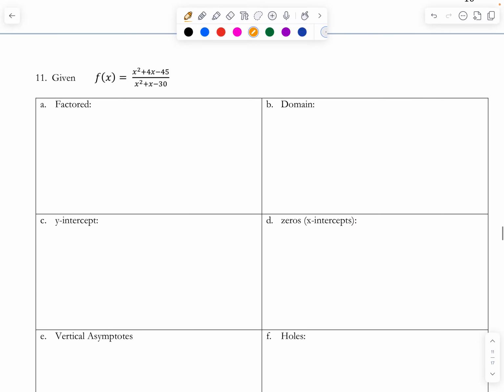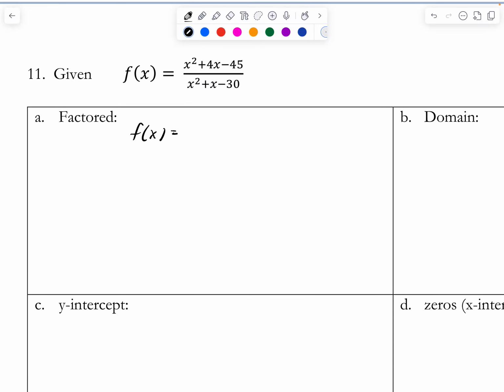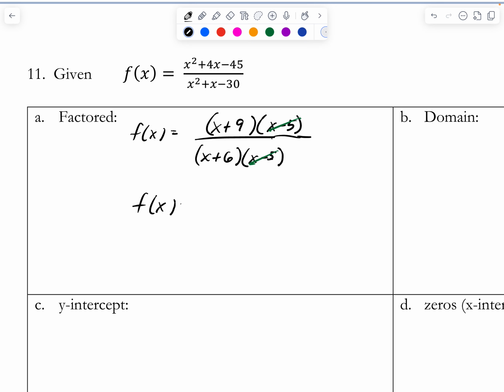Okay, again, I'm going to fully factor first. So I'm going to write f of x equals, I'm looking to factor both of these quadratic trinomials. So the first one, I need factors of negative 45 that add to 4. That's x plus 9, x minus 5. And then I need factors of negative 30 that add to 1. That's going to be plus 6 and minus 5. And you'll notice my common factor is the x minus 5. So I will have another hole here. So I'm going to write x plus 9 over x plus 6.